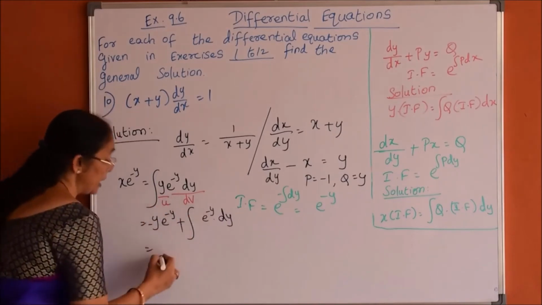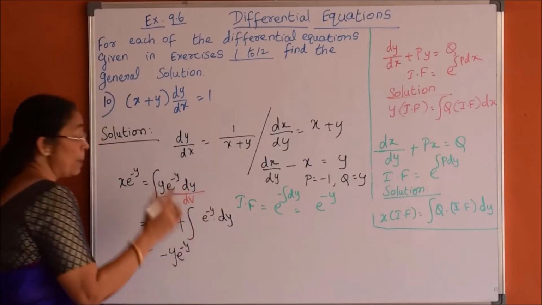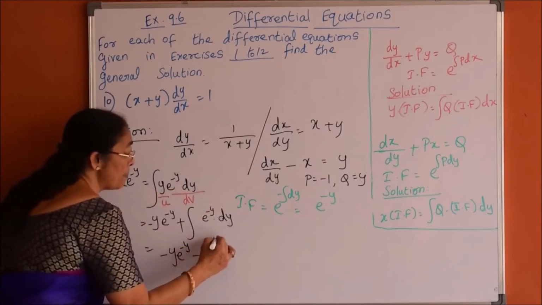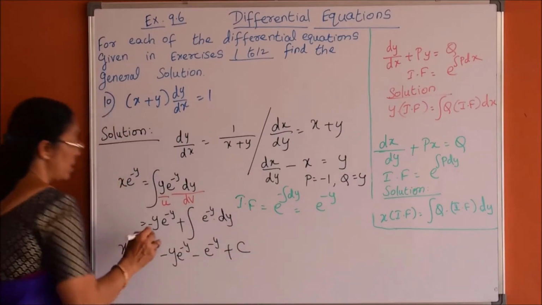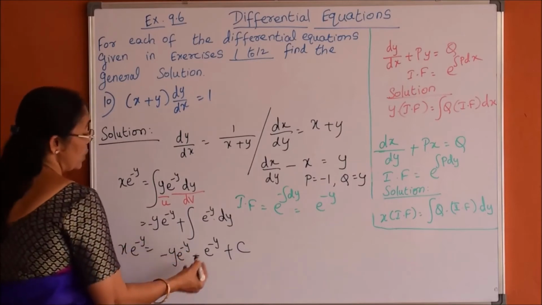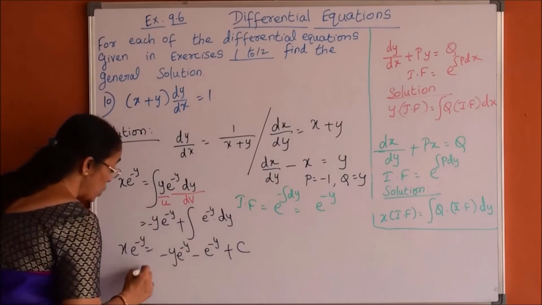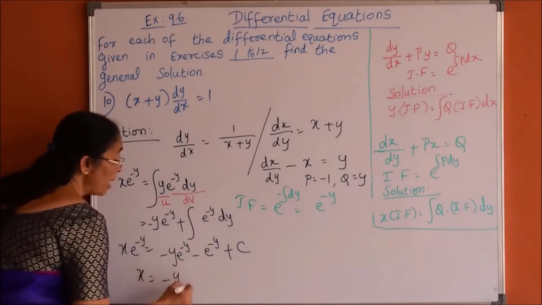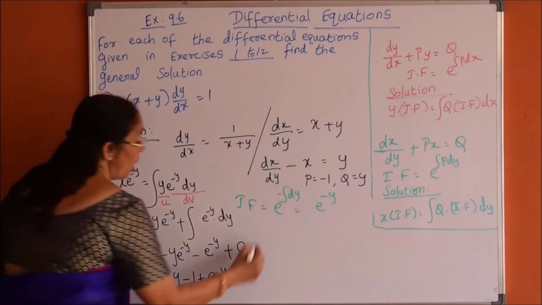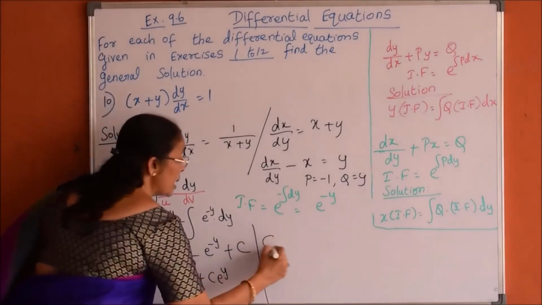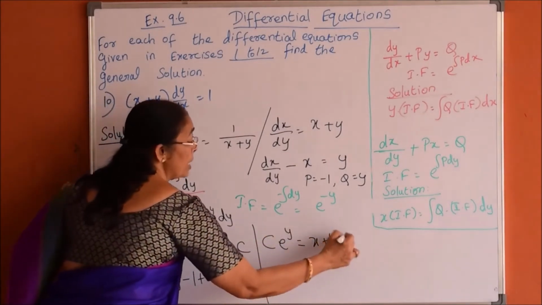Again we have to do this integration. First part is y e power minus y. Integration of e power minus y is again minus e power minus y plus c. So, x e power minus y is equal to y e power minus y minus e power minus y plus c, dividing throughout by e power minus y. x is equal to minus y minus 1 plus c e power y, or we can give the answer as c e power y is equal to x plus y plus 1.